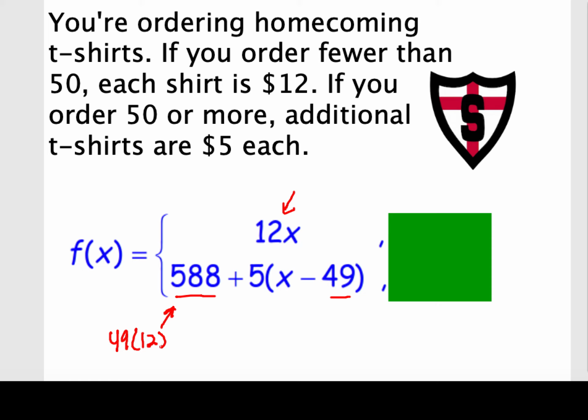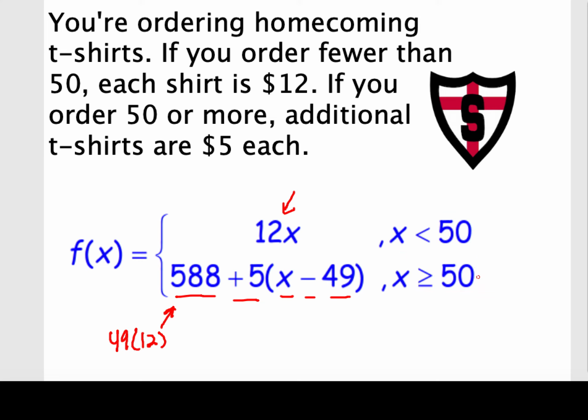We're going to pay 588, but then we're going to pay an additional, notice the add on, plus 5 times every shirt over that 49 initial shirts. So we'll pay the initial 588 plus $5 for every additional shirt. The 50th shirt costs you $5. The 51st shirt costs you $5, and so forth.